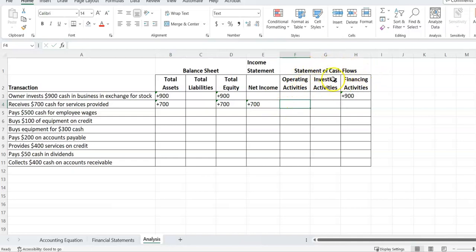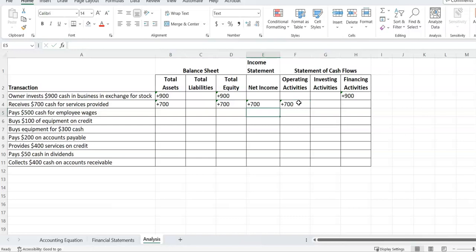On the statement of cash flows, we have three different activities. Operating activities, these are the things that happen daily within our business. Investing activities, and then financing activities. Okay, investing is where we as a company invest money in equipment and other things, and then financing is when we receive money to run the business. So selling services is part of operating activities, one of the daily activities that we do as a business.